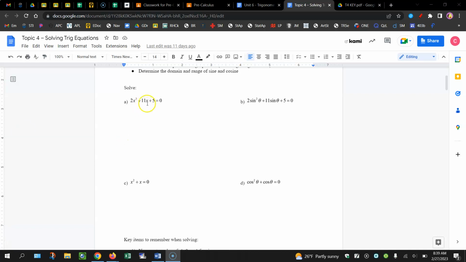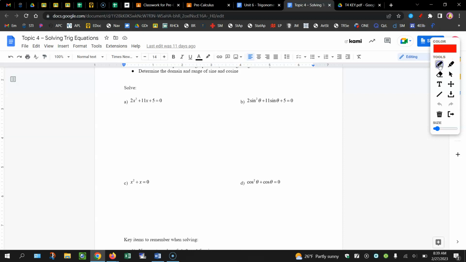Hey guys, here's what you're going to do on the first page. We're going to be solving some trig equations today. I just wanted to get you in the mindset of factoring by grouping again. So if we start there, you've got to do the 2 times the 5. You need numbers that multiply to 10 and, in this case, add up to 11.